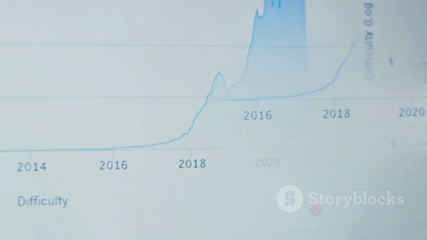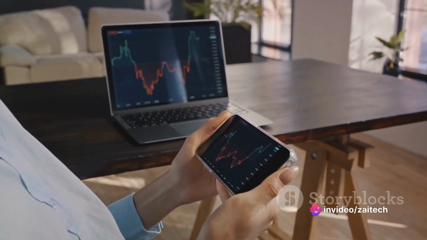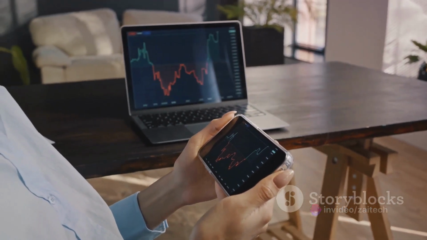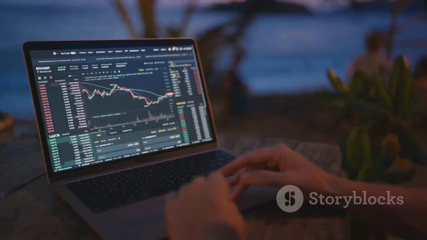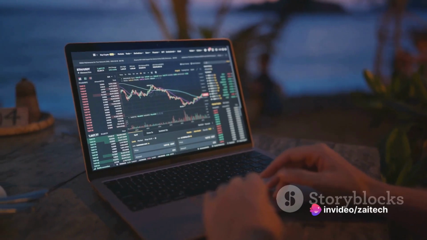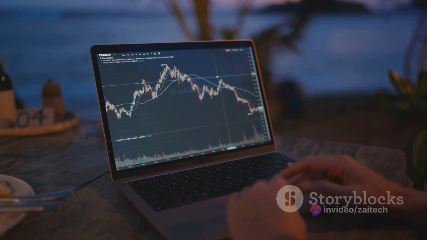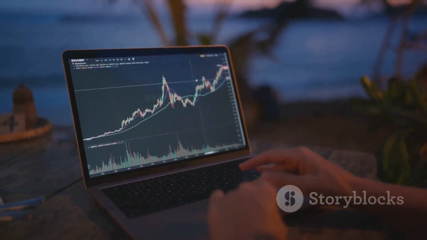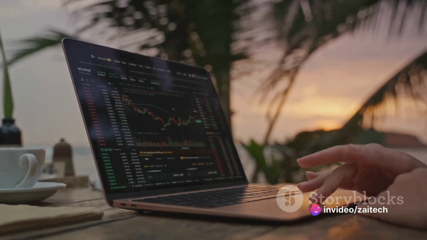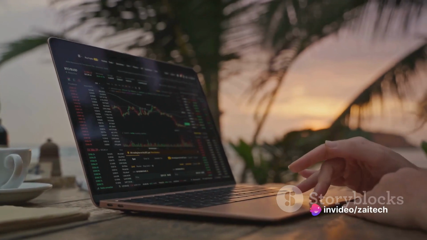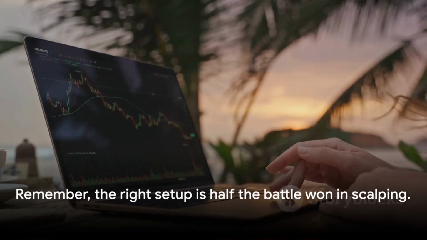When choosing a trading platform, look for one that offers real-time data, various technical analysis tools, and a user-friendly interface. Some popular choices among crypto traders include Binance, Coinbase Pro, and Kraken. To sum up, setting up for scalping success involves selecting volatile and liquid cryptocurrency pairs and using a robust trading platform that supports 15-minute candlestick charts. These two elements combined can significantly increase your chances of success in the fast-paced world of scalping. Remember, the right setup is half the battle won in scalping.